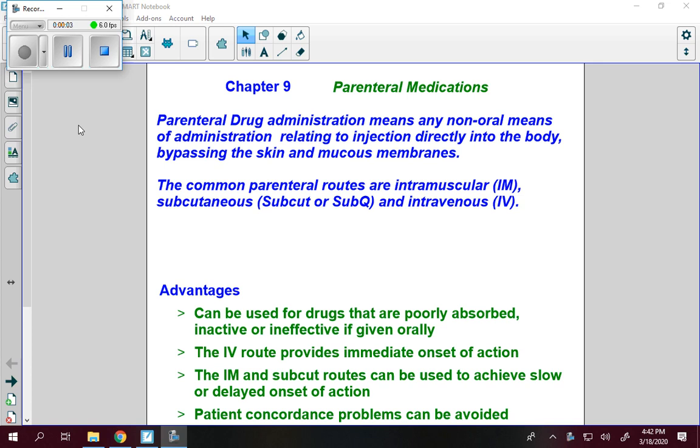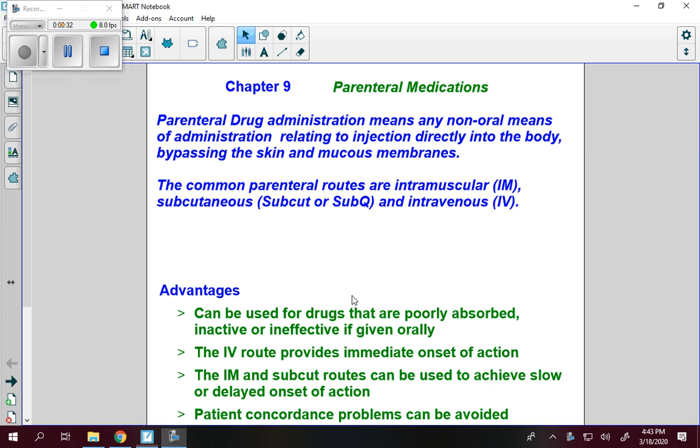All right, chapter 9, here we go. Parenteral medications. What is parenteral medication? Well, parenteral drug administration means any non-oral means of administration relating to injection directly into the body bypassing the skin and mucous membranes. The common parenteral routes are intramuscular, which is IM, subcutaneous, which is subcut or subQ, and intravenous, which is IV into the vein.